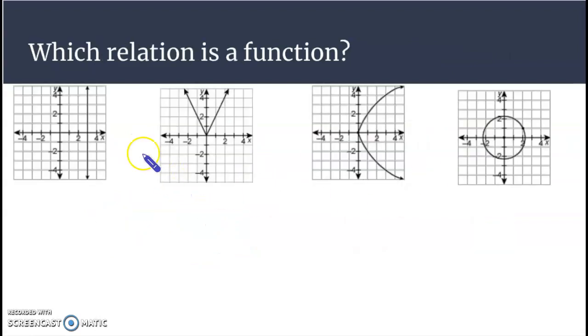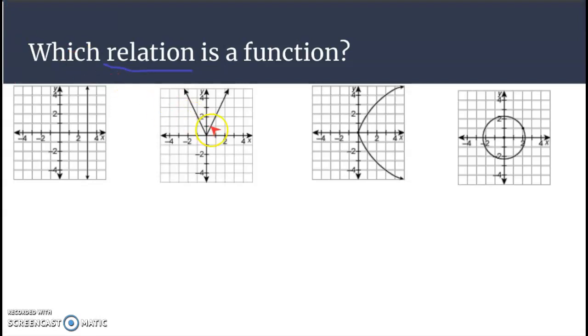The vertical line test tells us whether a particular graph is a function. We call these relations. A relation is simply a set of ordered pairs. So you could also think of these lines here as just an infinite set of ordered pairs. And we're going to use this thing called the vertical line test.